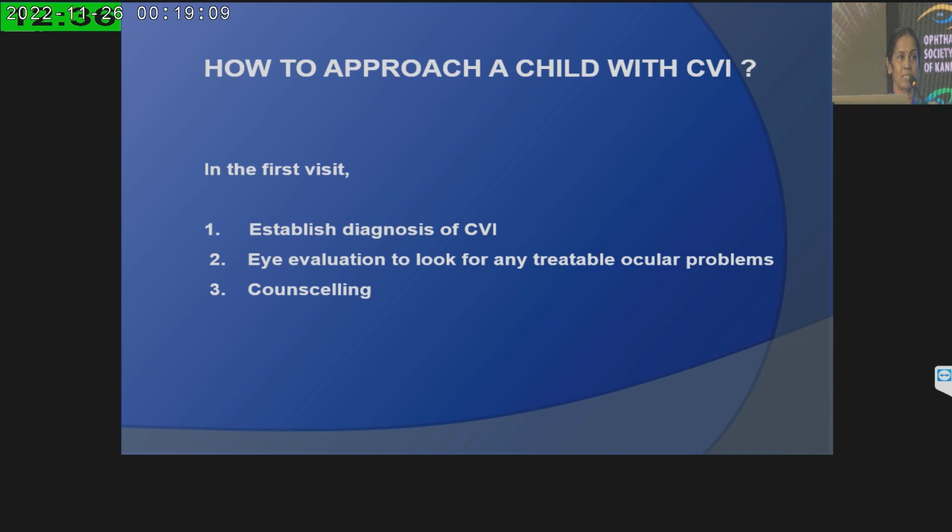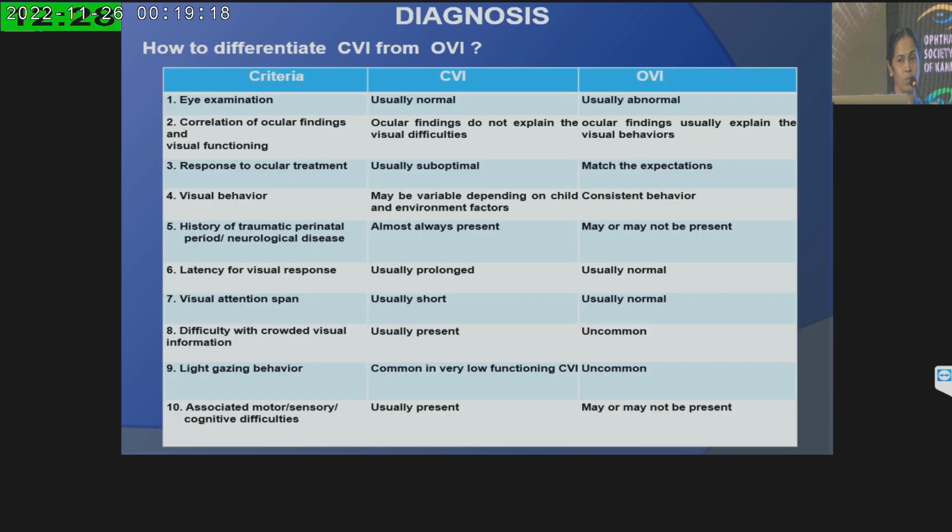So all this sort of counseling will make the compliance better. Okay, now how to diagnose? Dr. Sujata mentioned how to differentiate CVI from OVI. The eye is normal in CVI, so all ocular findings will be normal, but visual behavior may vary. The dictum is that visual behavior varies from time to time.